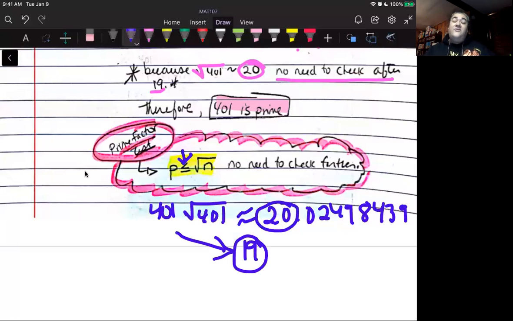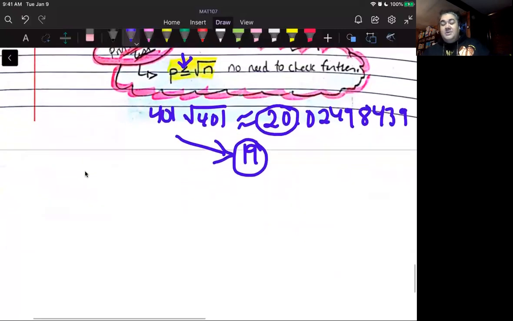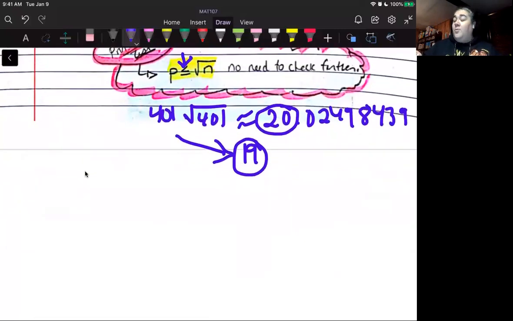Once I realize that 401 has failed my divisibility tests, the prime numbers I have to check are 19 and smaller. I've already checked 2, 3, and 5 in my divisibility tests, so that means I would only have to check 7, 13, and 19. And if those don't go into 401 evenly, I can confidently declare that 401 is a prime number. All right. So with that, we come to the close of section 5.1.